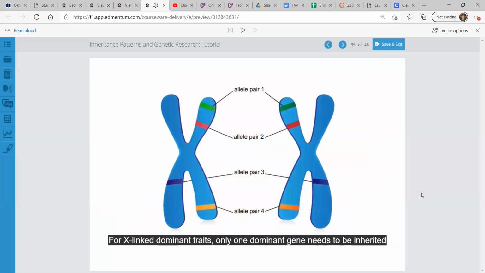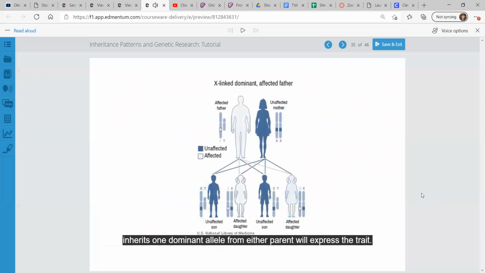For X-linked dominant traits, only one dominant gene needs to be inherited for the trait to be expressed because dominant traits overpower recessive traits. This means that a male or female offspring who inherits one dominant allele from either parent will express the trait. An example of an X-linked dominant trait is Goltz syndrome, a rare disorder that causes skin lesions and birth defects. Goltz syndrome is a dominant trait carried on the X chromosome.